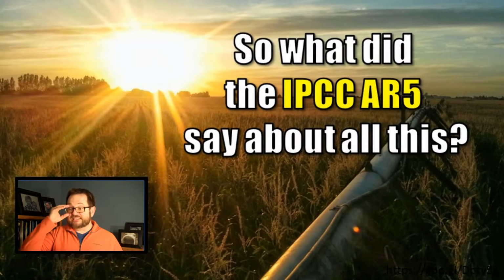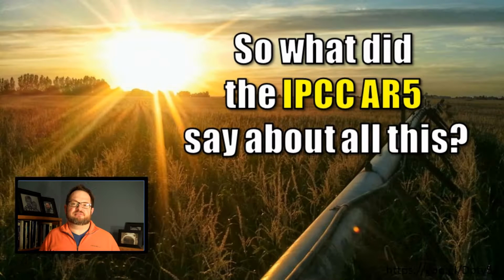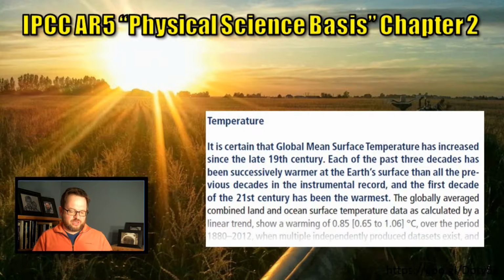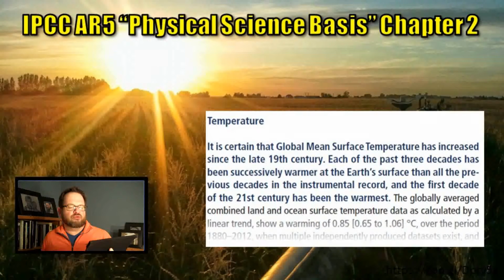Well, it is the job of the IPCC to make sense of all of this and provide context and guidance about this information to governments and so on. That's why they write relatively boring reports like the AR5. What did they actually say about that? Well, if we go into chapter 2 and start reading about temperature, they say it is certain that global mean surface temperature has increased since the late 19th century.